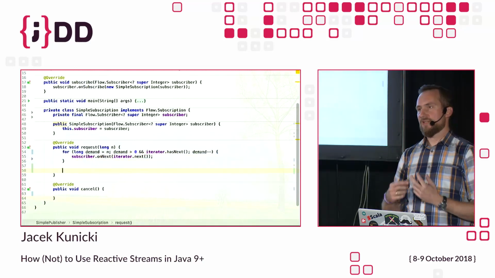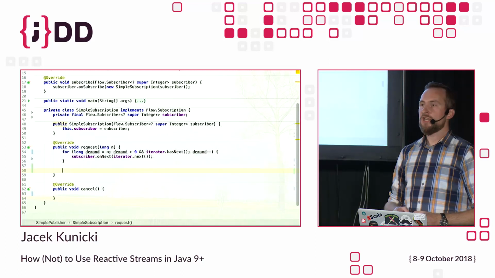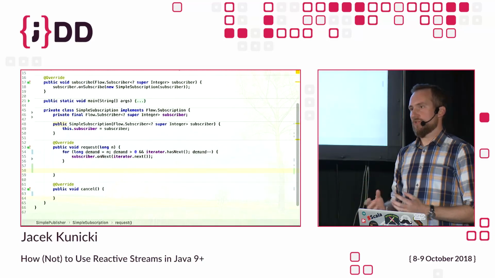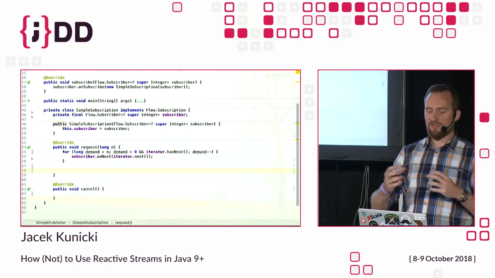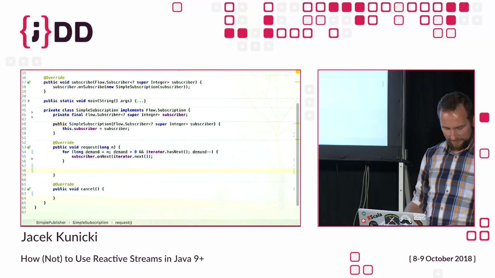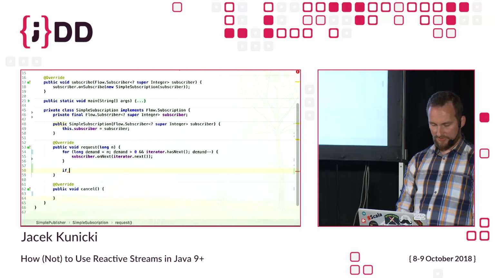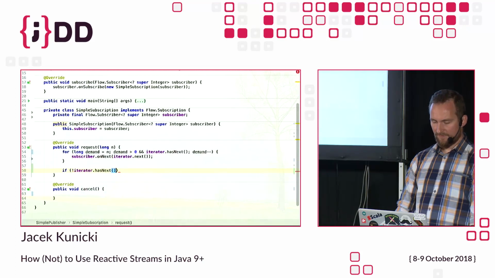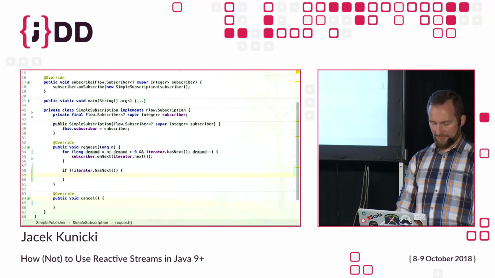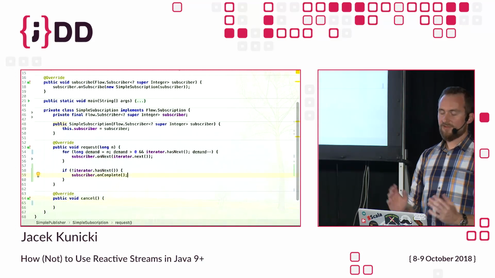Also, when we send the requested n elements, or at most n elements downstream, we want to check whether the iterator hasn't been exhausted, because if it has been, we need to terminate the pipeline, so we need to call cancel. Sorry, not cancel, but onComplete. So what we do here is we check whether the iterator is empty, so not iterator hasNext. And if the iterator is empty, we call subscriber onComplete. And that's pretty much it.